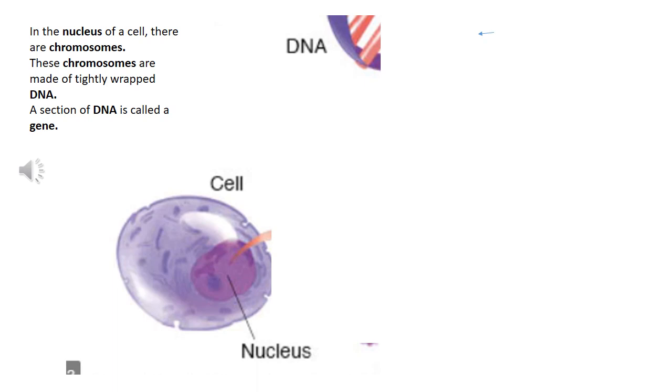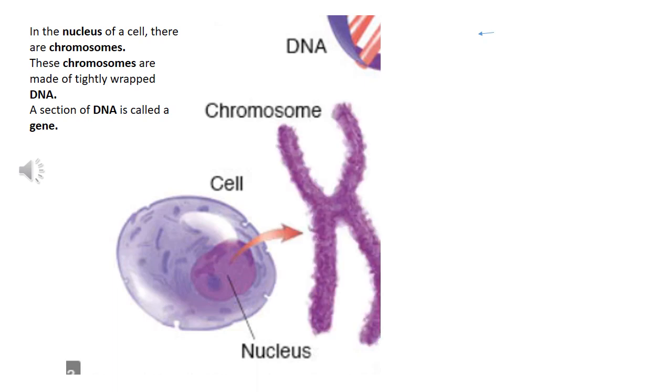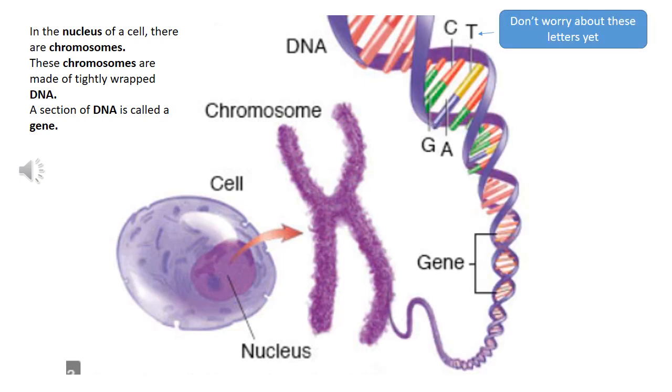And inside the nucleus, if we were to zoom in on the nucleus, you see these things. These are called chromosomes. Now, chromosomes have this very distinctive shape. You can see it here. It looks a little bit like an X. And they are made of very tightly wrapped DNA. You might have heard the term DNA before, really special chemical.